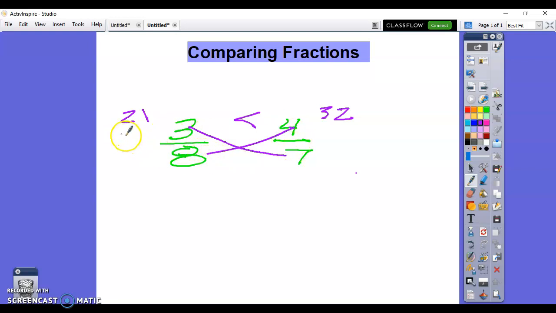Now the reason this works is because what we're doing is we're finding a common denominator. So 8 times 7 is 56. So 21 56ths compared to 32 56ths.